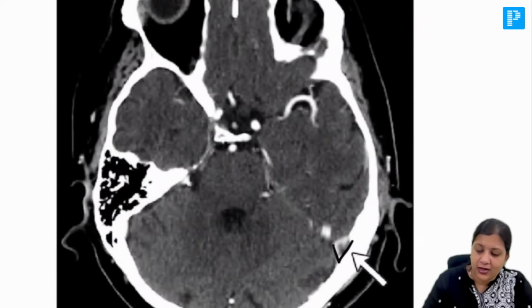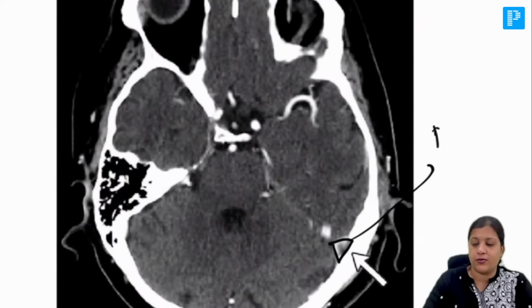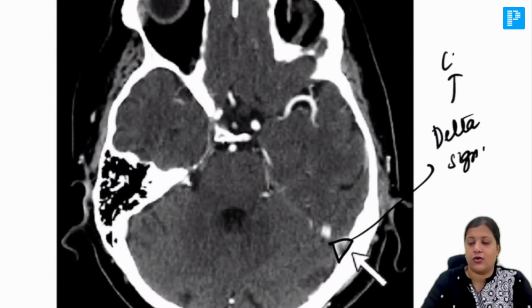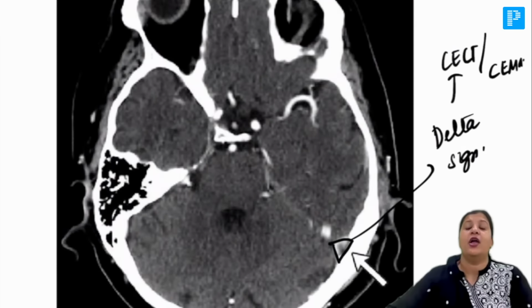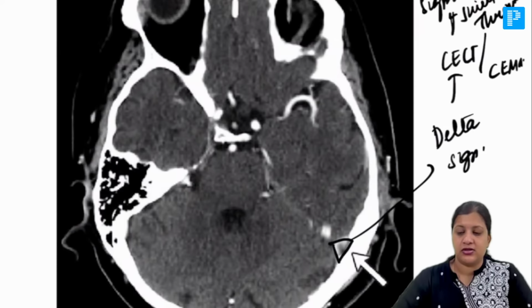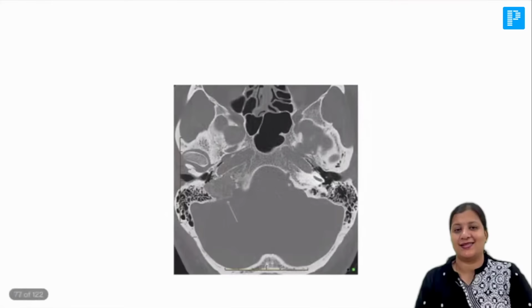Now look at this image. You see something called as a delta sign. So the presence of delta sign should prompt you to what? Delta sign is a radiological sign seen on contrast enhanced CT or a contrast enhanced MRI of a patient who has sigmoid sinus thrombosis or lateral sinus thrombosis. So this is your sigmoid sinus thrombosis presenting to you with delta sign.